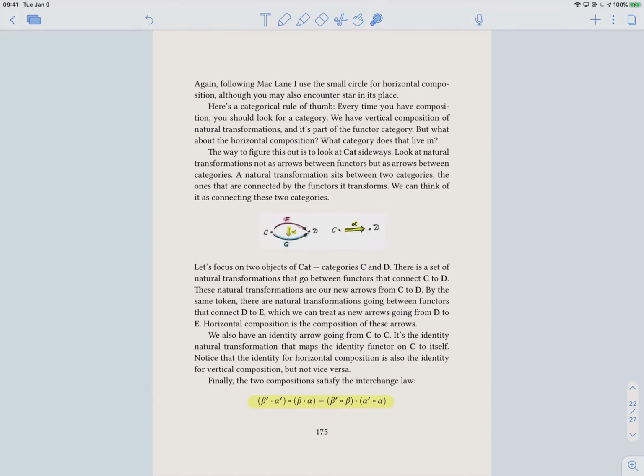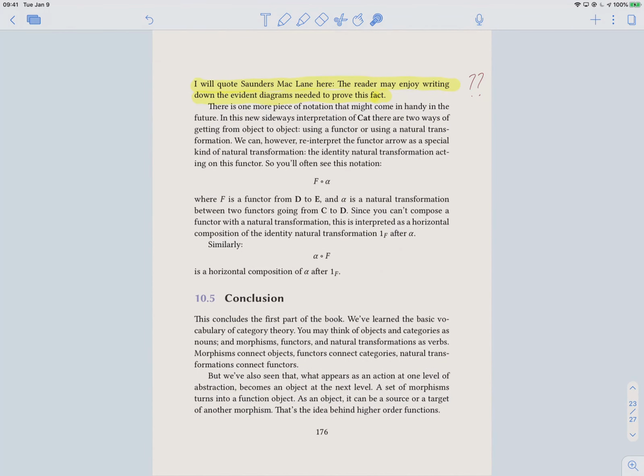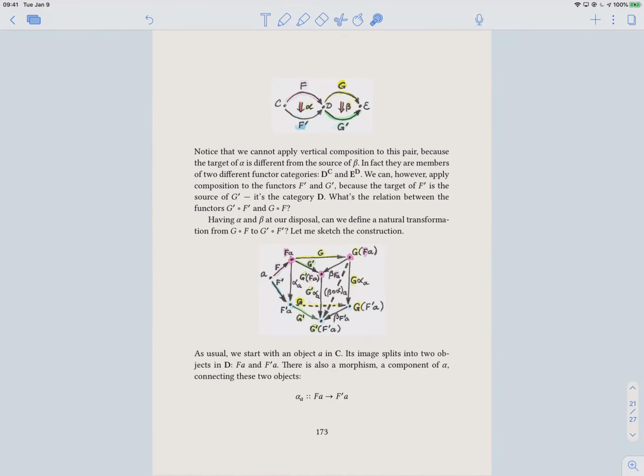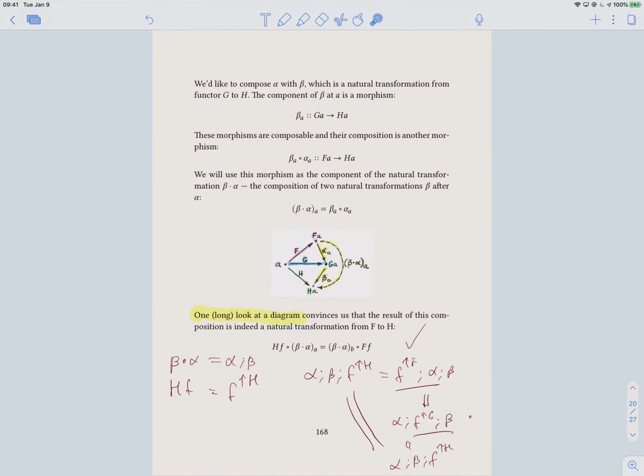And finally, the composition law, the interchange law of the two compositions. The book does not try to prove. Instead, the book quotes another book by Saunders MacLane that says the reader may enjoy writing down the evident diagrams needed to prove this fact. Now, let me show you that even for these four lines, the diagram was too hard.